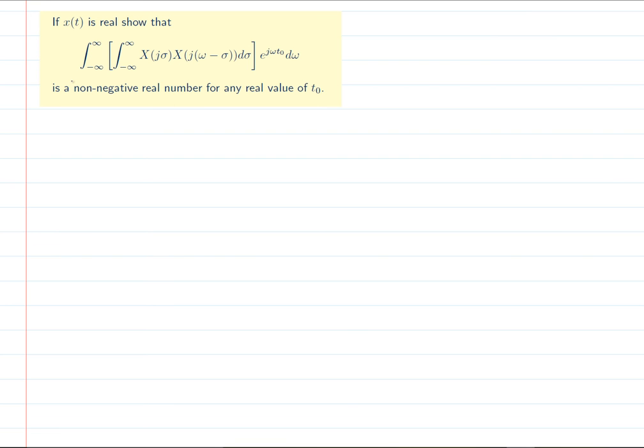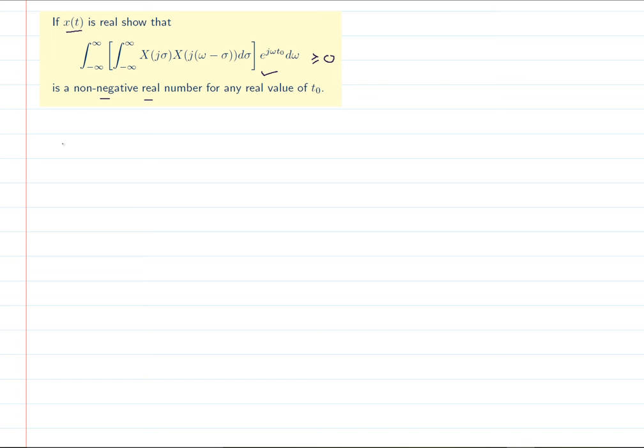Hello friends, in this video we will discuss a problem involving continuous time Fourier transform. It says that if x of t is a real function, then we have to prove that the double integral given here is a non-negative real number. That implies we have to prove that this whole integral is greater than or equal to 0. So that is the meaning of non-negative real number.